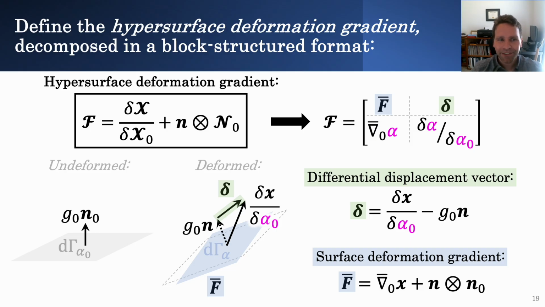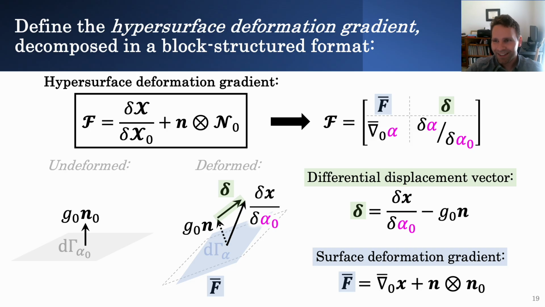And in doing so, I can actually produce this hypersurface deformation gradient, which has a nice and convenient block-structured format, involving a term that basically characterizes just the in-plane or membrane deformations of a given level surface, as well as another term, which I'll call the differential displacement vector. It is effectively a measurement of the relative separation, or a change in separation, between two adjacent level curves, as well as its tangential component characterizing the relative slip between those two different surfaces.